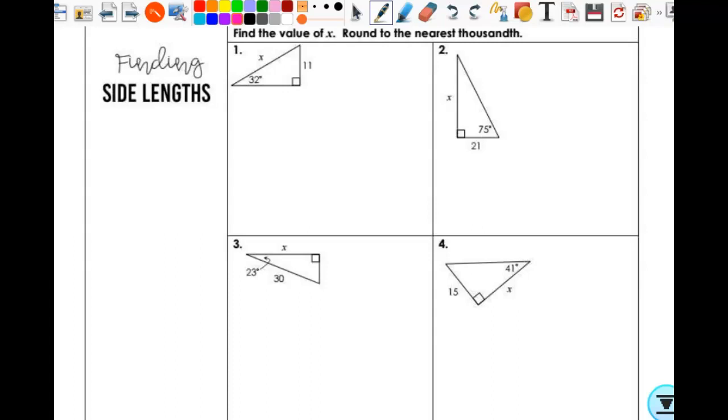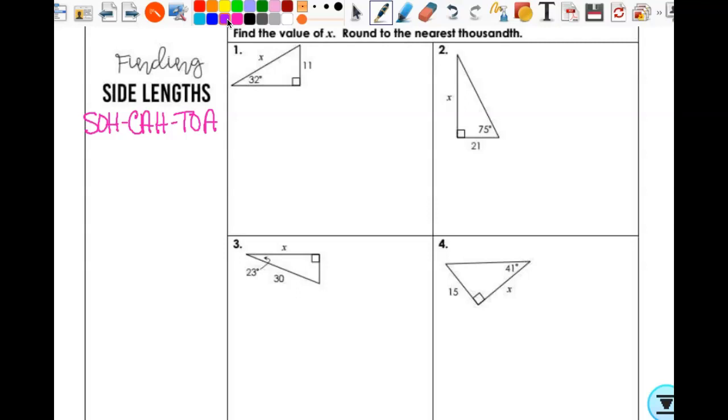So tell me, what is your little acronym for knowing how to set up your trig functions? SOHCAHTOA, right? And you've got to spell it right or it doesn't do you any good. SOHCAHTOA. So I need to find x, the length of that side.